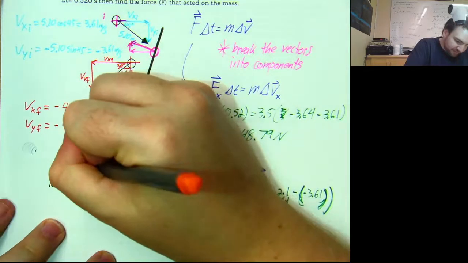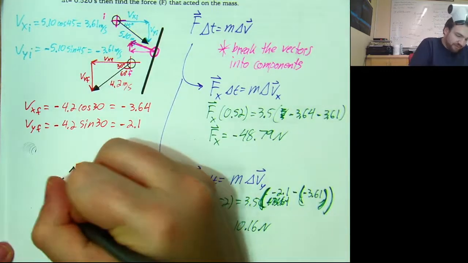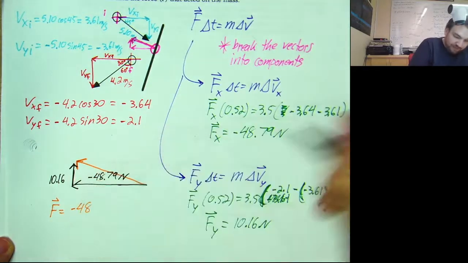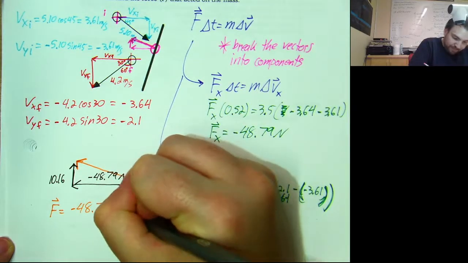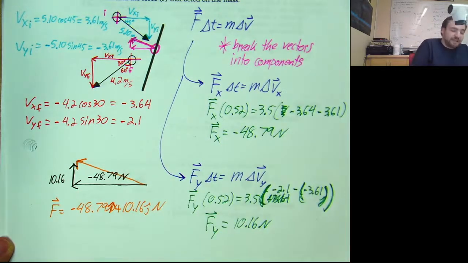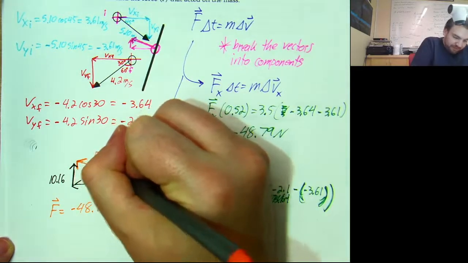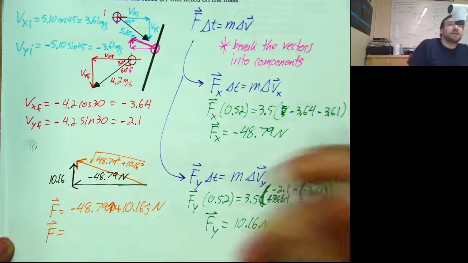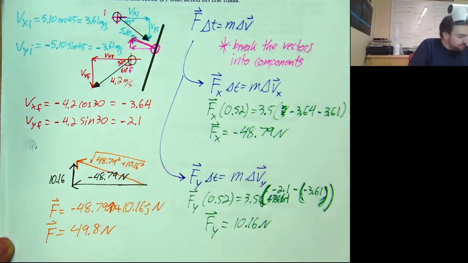So this is going to be our force vector. I can write it a couple ways. If I'm going to write that in components, our force is going to be negative 48.79 i hat plus 10.16 j hat newtons. Or to convert that into polar, that's going to equal the square root of 48.79 squared plus 10.16 squared. Our force vector is 49.8 newtons.